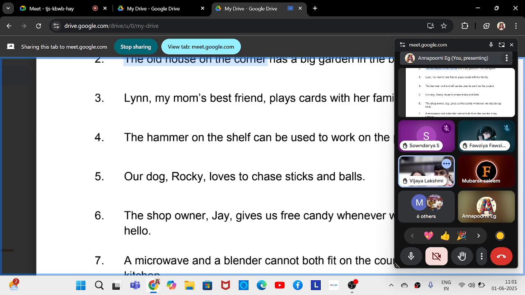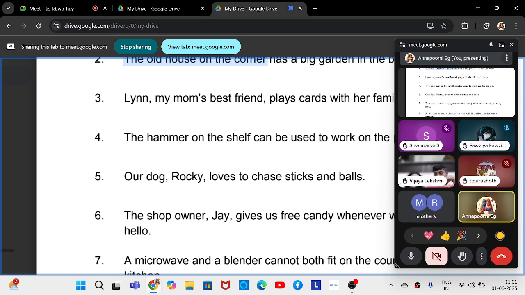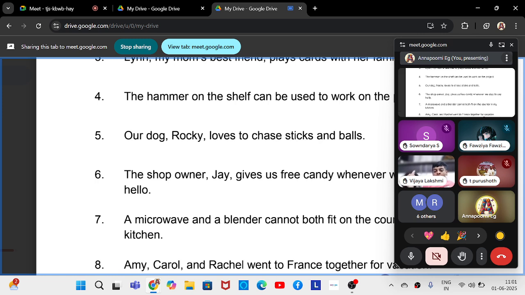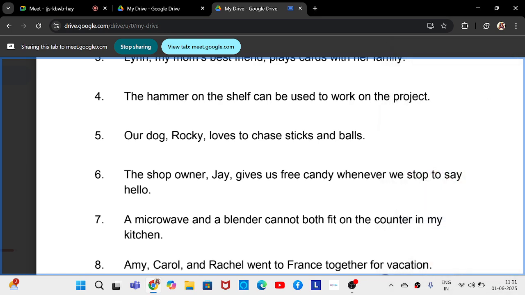Our dog Rocky is the subject, ma'am. Yes, our dog Rocky is the subject. And what is the predicate? To chase sticks and balls. Okay, loves to chase sticks and balls is the predicate. Next question. The shop owner Jay gives us free candy whenever we stop to say hello.